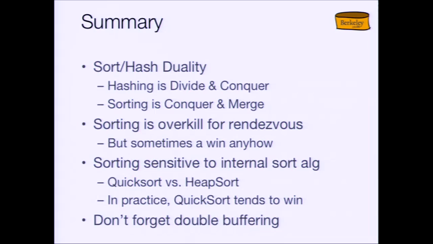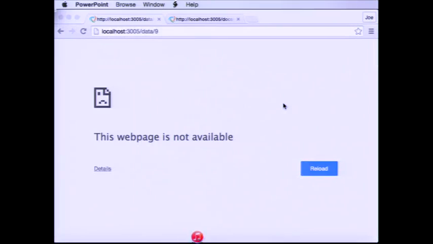Okay. Sorting is sensitive to your internal sort algorithm. We looked at quicksort versus heap sort. In practice, quicksort is fast enough that even though you get fewer runs out of heap sort, it's probably not worth it. Probably. And then in general, keep in the back of your head this double buffering trick for streaming algorithms. It's a very handy thing to make your IOs go faster. All right, that is it.